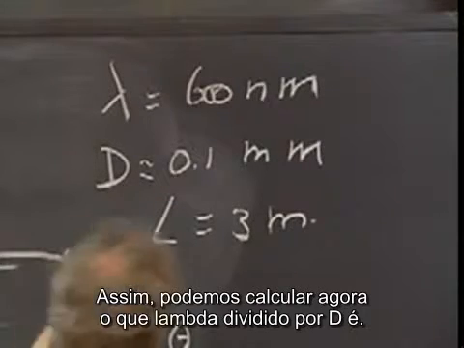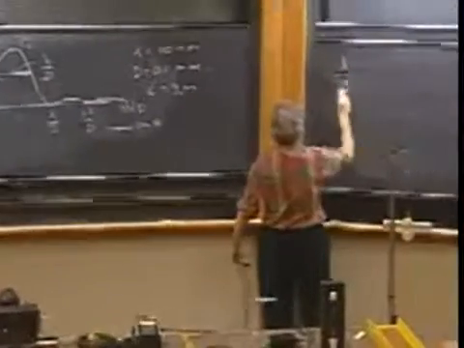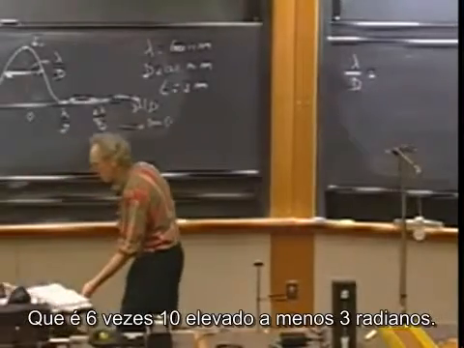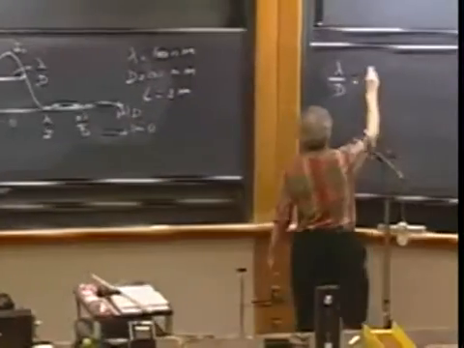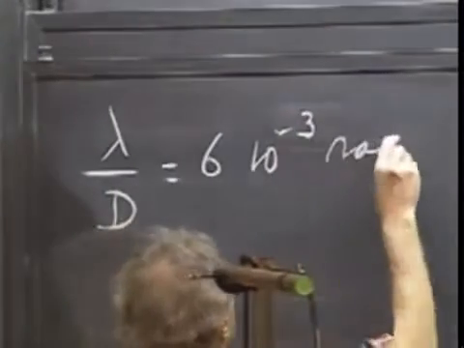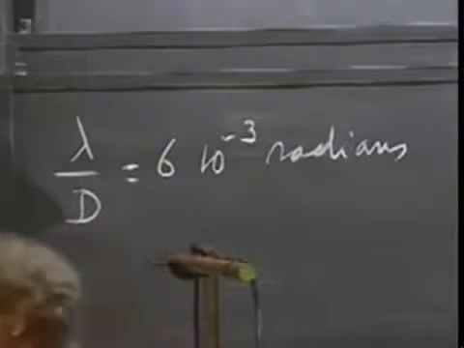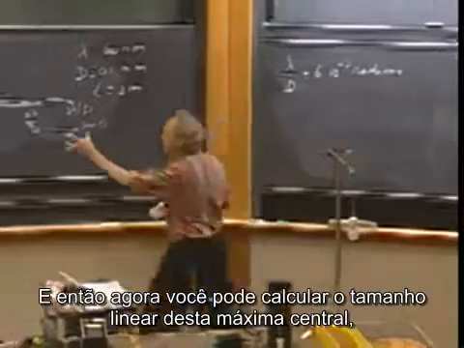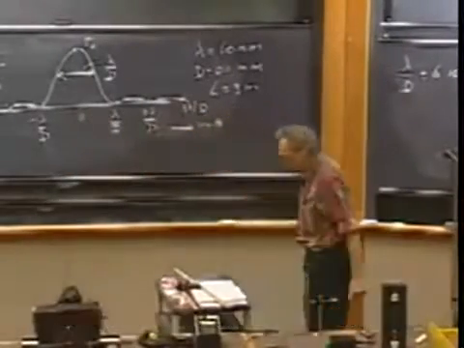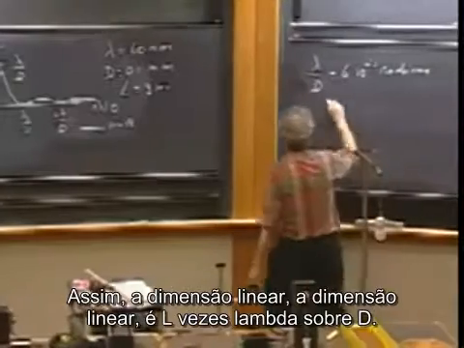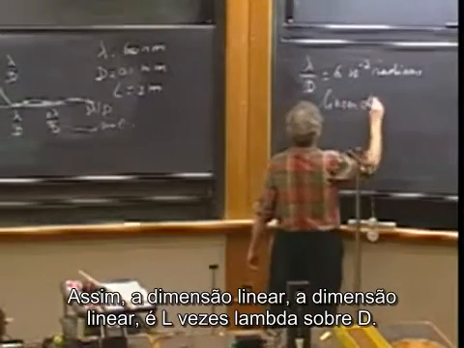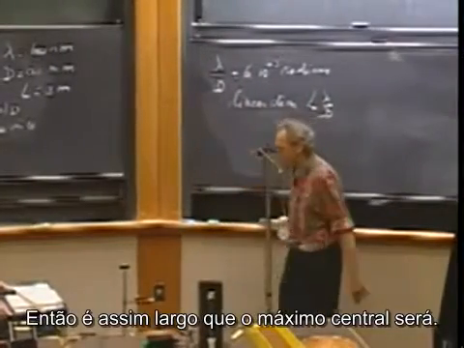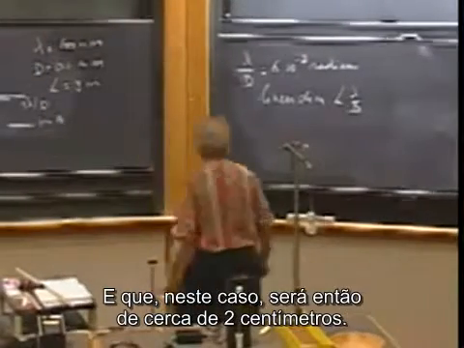So we can calculate now what lambda divided by d is. So that would give you the angle in radians. That is 6 times 10 to the minus 3 radians. Sine theta is very close to theta. And so now you can calculate the linear size of this central maximum, as I'm going to show you there on the screen. And that linear size is now L. So the linear size, the linear dimension, is L times lambda over d. So that's how wide that central maximum will be. And that in this case will then be about 2 centimeters.